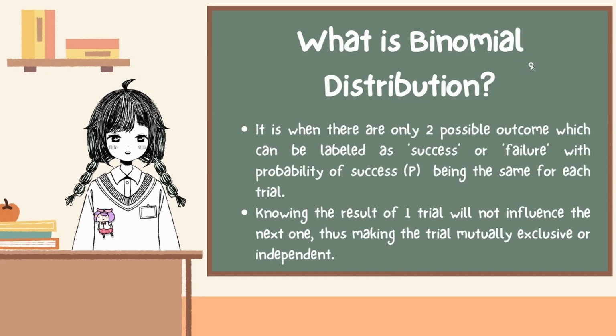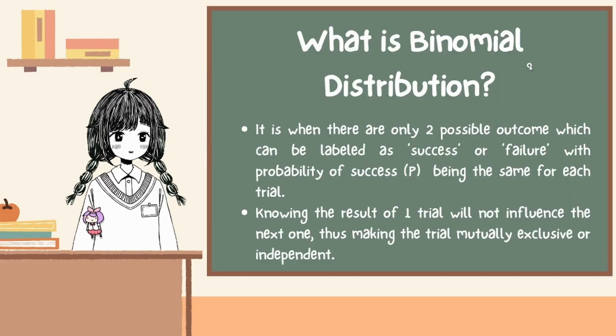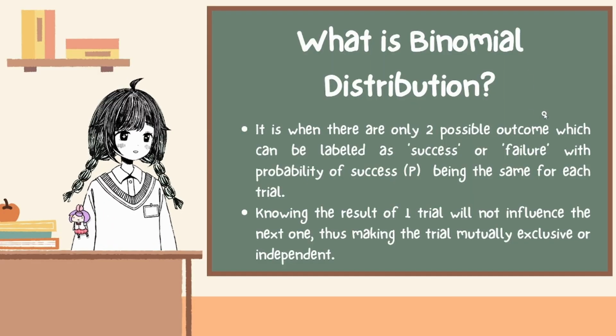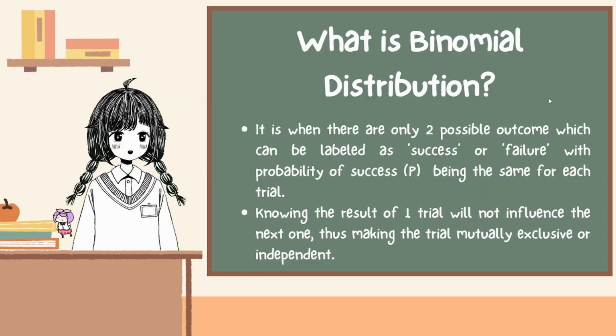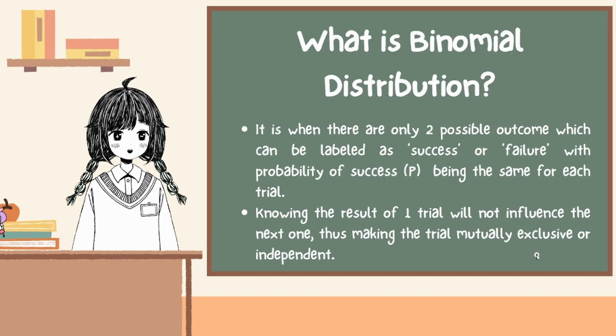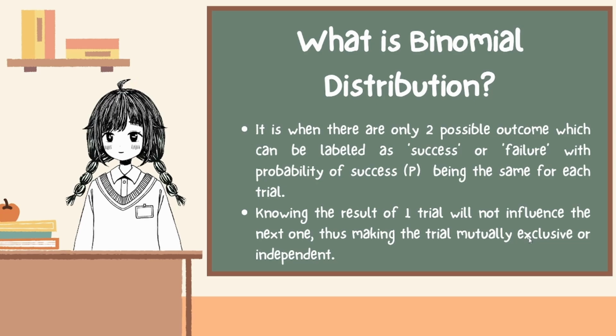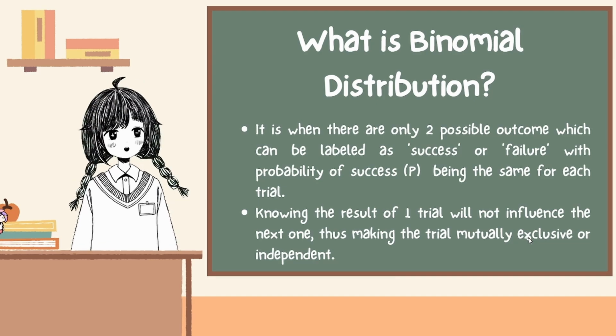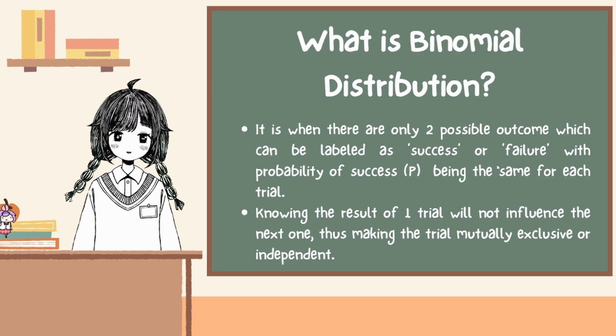In binomial distribution, there are only two possible results, which can be labeled as success or failure, with probability of success P being the same for each trial. Also, trials are independent from each other, as in knowing one trial doesn't influence the next trial. Still confused? To understand it better, let's look at its formula.